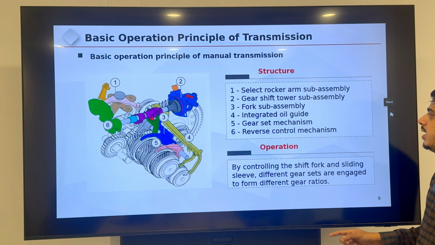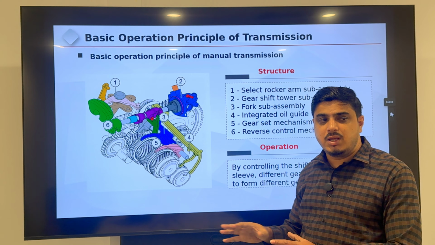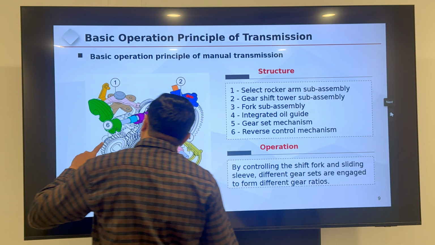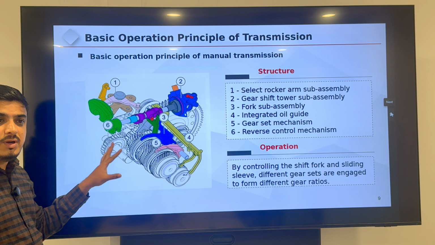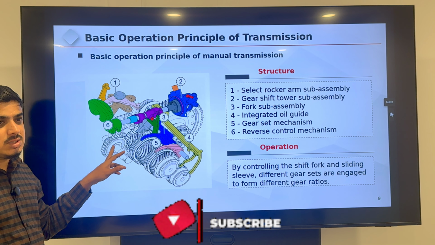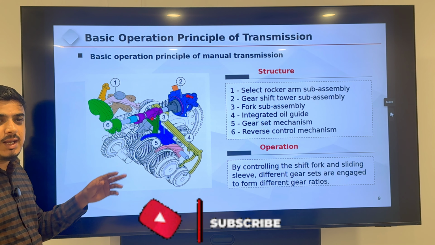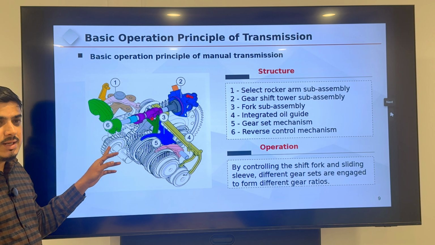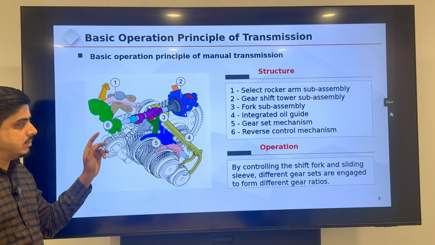Okay. And next, number 6 is the reverse control mechanism. Every transmission has a separate reverse control mechanism, in manual and automatic, because it rotates in the opposite direction when you drive. Okay, that's why they keep the gear separate. It will engage with first and second gear always.